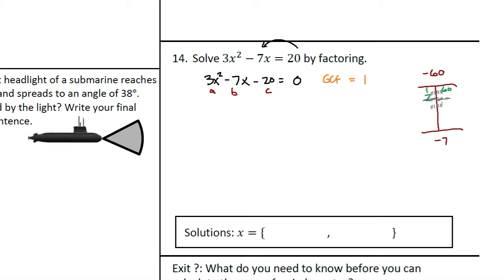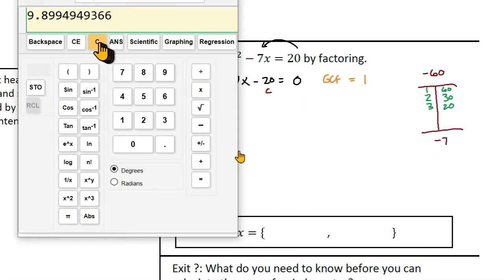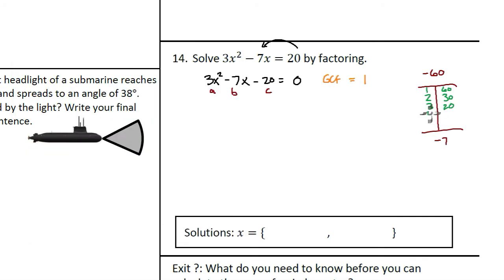How about 2? 2 is a factor of 60. 2 times 30. That's not getting us there. Let's try 3. 3 is a factor of 60. 3 and 20 will never add or subtract to get me to negative 7. Let me see. 4 goes into 60. Let's find out. So 60 divided by 4, that's 15. So I've got 4 and 15. 4 minus 15 is negative 11. That's still not getting us there.